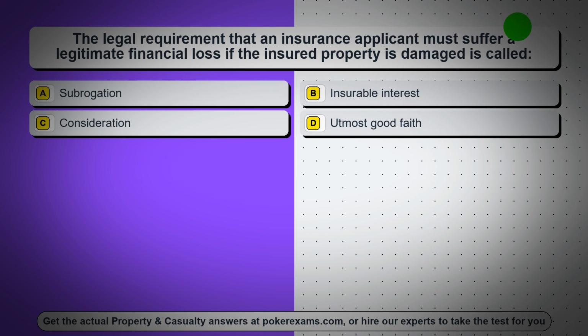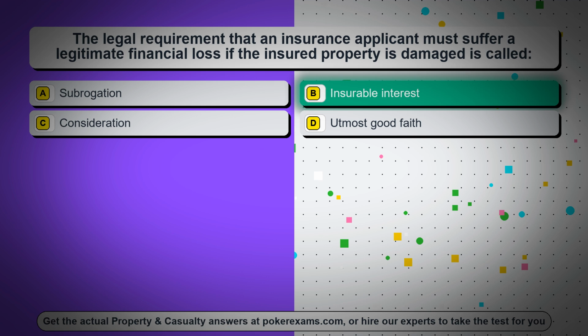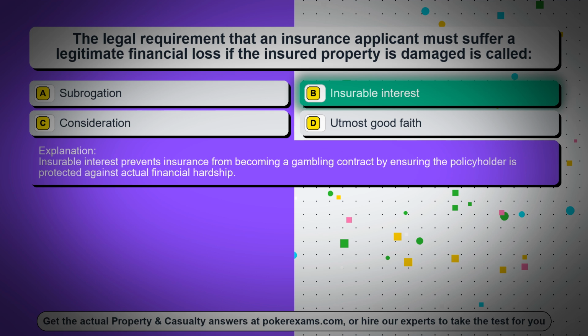Question 59. The legal requirement that an insurance applicant must suffer a legitimate financial loss if the insured property is damaged is called: Option A, subrogation; Option B, insurable interest; Option C, consideration; Option D, utmost good faith. The correct answer is Option B, insurable interest. Insurable interest prevents insurance from becoming a gambling contract by ensuring the policyholder is protected against actual financial hardship.